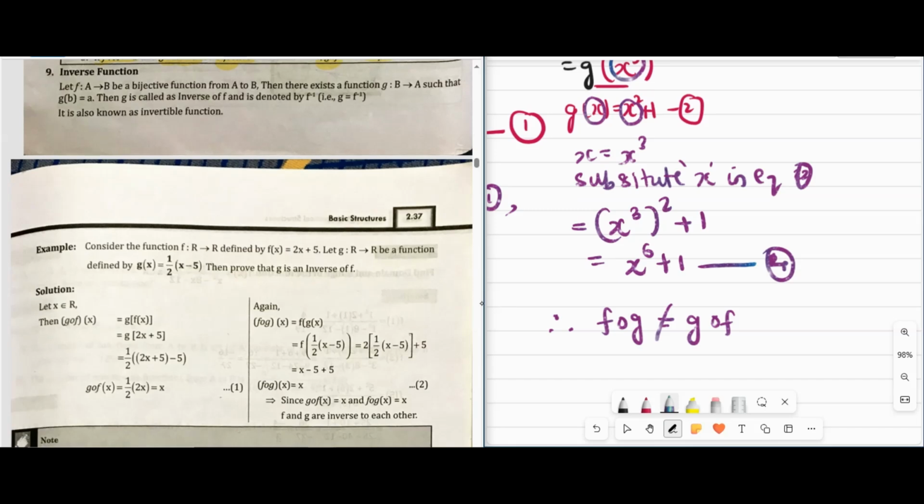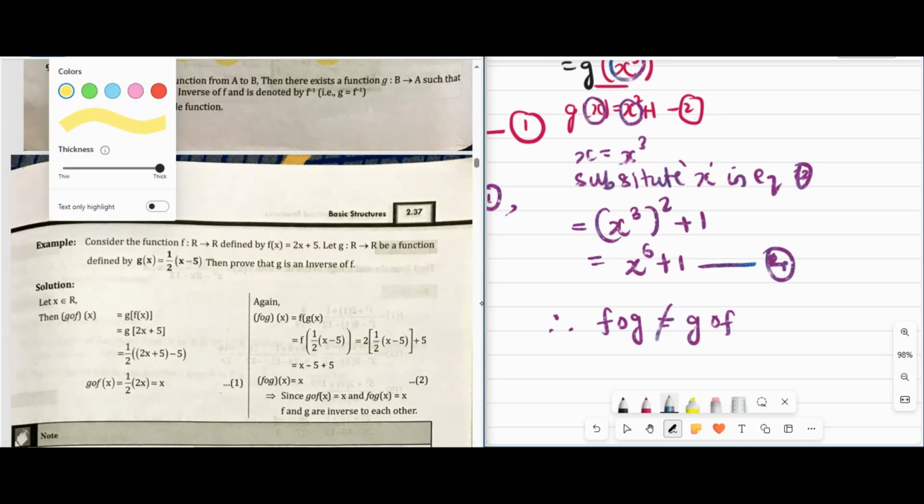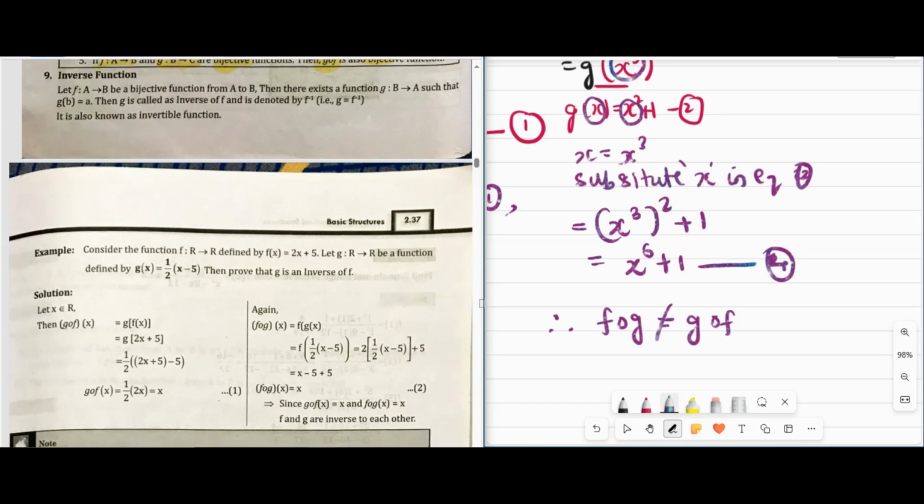Then, moving on with the inverse. Now what is meant by inverse? If f from A to B is a bijective function from A to B, then there exists a function g from B to A such that g of b is equal to a, and g is the inverse of the function f, which is denoted as f dash, or g equals f inverse. It is also known as an invertible function.